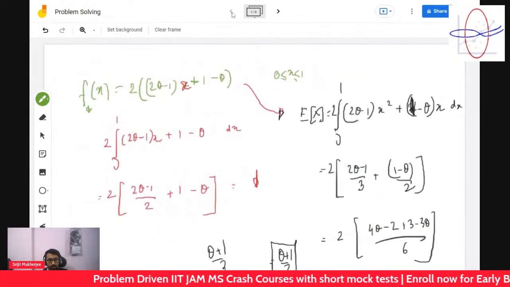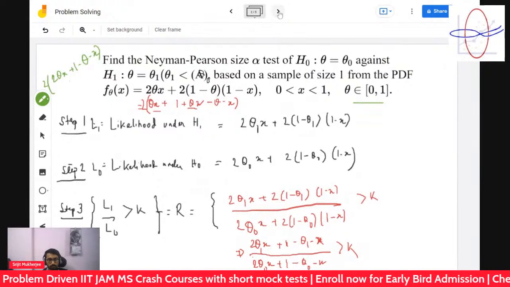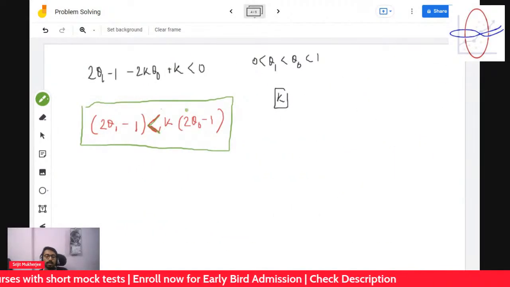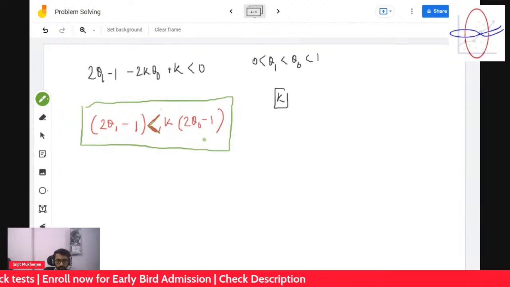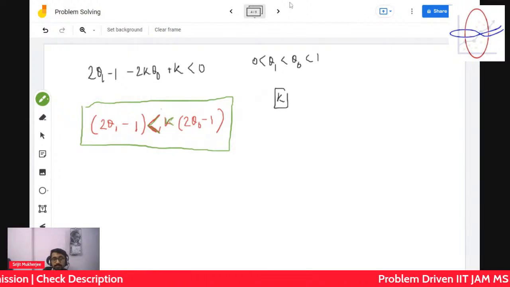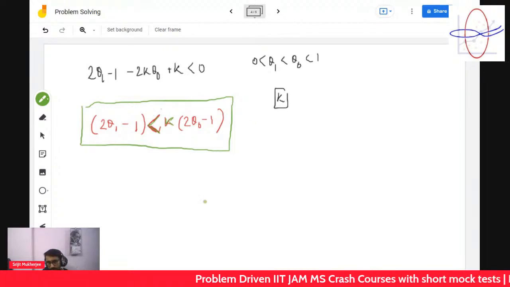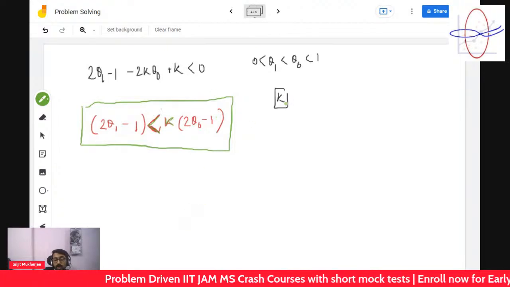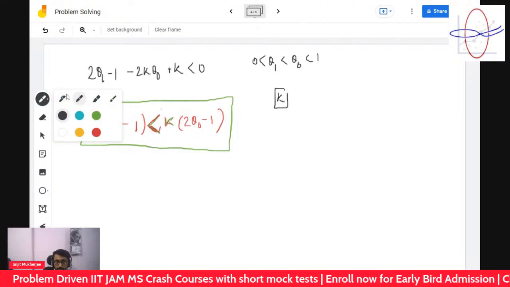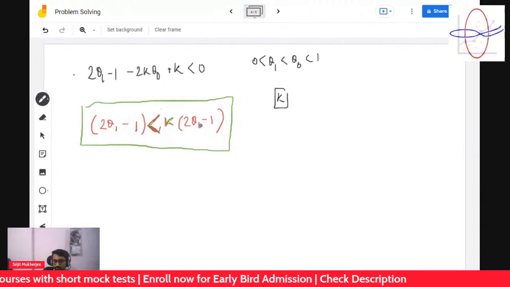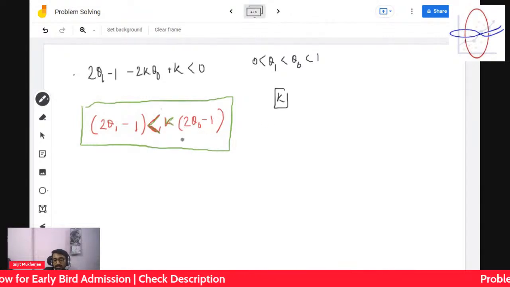And let me see the problem. This is the basic idea. And 2 theta 1 minus 1 is less than k. So this is a problem that can come in IIT. It's a very doable problem. You see how it can sometimes be a bit more involved. So 2 theta 1 minus 1 is less than k times 2 theta naught minus 1. Now it depends on whether this is less than 0 or greater than 0.